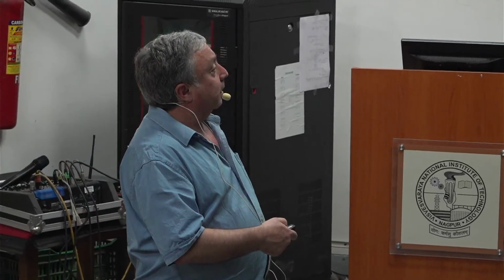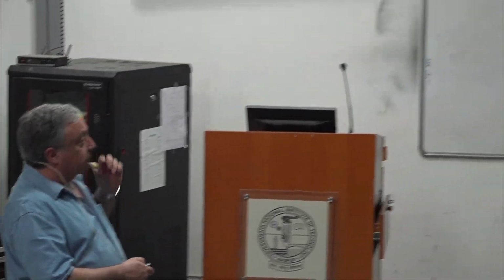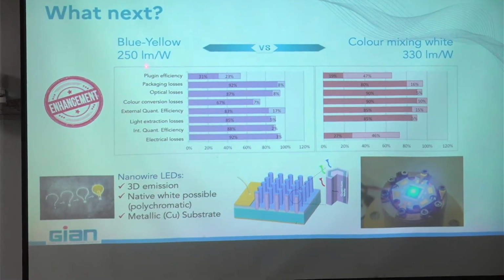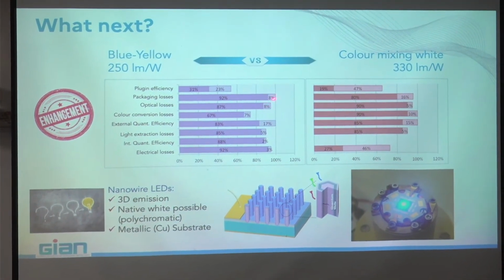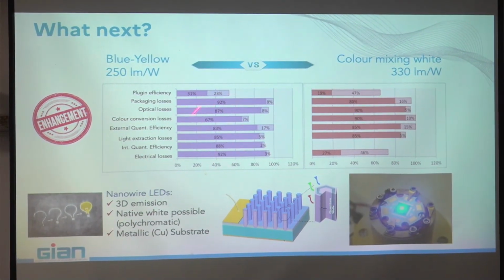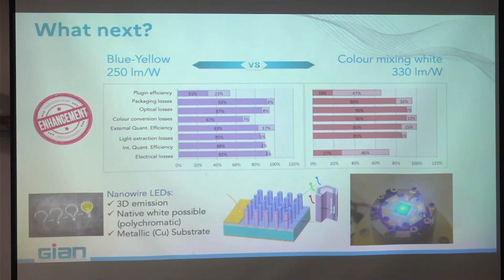Well, what we can do: if I take the blue-yellow technology, we expect to go to 150 lumen per watt. You see there is very little to win in all potential losses. If we go to color mixing, RGB, we can go up to 330 lumens. Here we have some more gain potential with the technology.